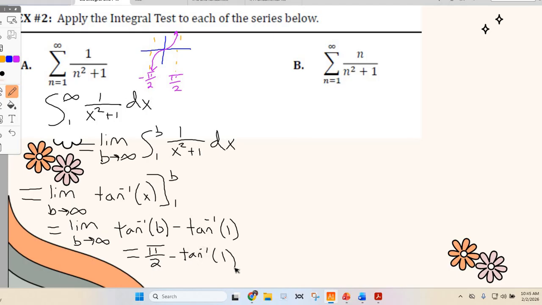Now, do we know what tangent inverse of 1 is? From our unit circle? If we don't, it's okay. It's pi over 4, because that's where sine and cosine are the same thing. But would we all agree that tangent inverse of 1, whatever it is, is going to be just a constant? It's just going to be some number or angle.